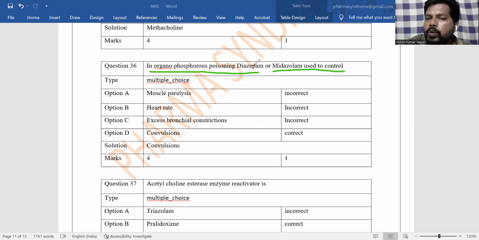So in organophosphorus poisoning, diazepam or midazolam are used to control convulsions, because diazepam and midazolam are GABA A receptor agonists that increase Cl minus conductance into the brain cells and decrease convulsions by producing inhibitory neurotransmission. So not for muscle paralysis, not for the heart rate, and not for the excess bronchial constriction.